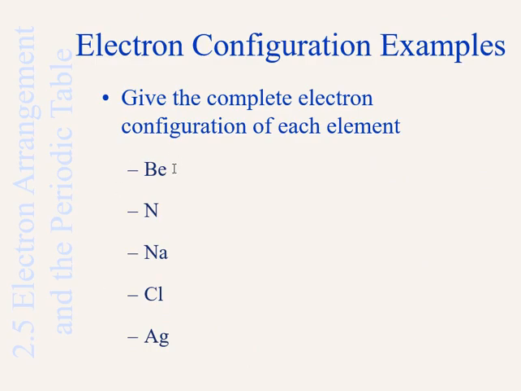Here are some atoms, and try to write down their electron configurations: beryllium, nitrogen, sodium, chlorine, and silver.